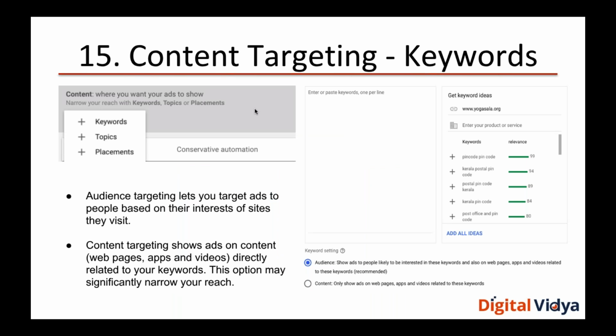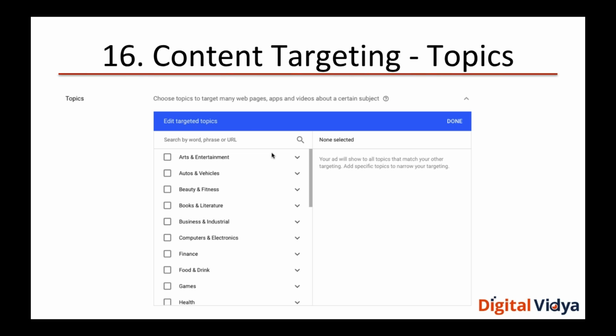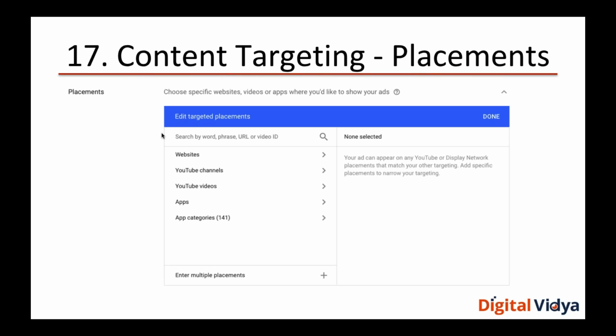In content targeting, you can still add keywords if you wish to. You can select topics, or you can pick and choose websites or apps. So topic targeting will give you a list of topics to select from. Placement targeting will give you a search option to select specific YouTube channels or specific websites or YouTube videos or mobile apps which match with what you want, the kind of website you want to advertise on. So if it's there, you can add it.